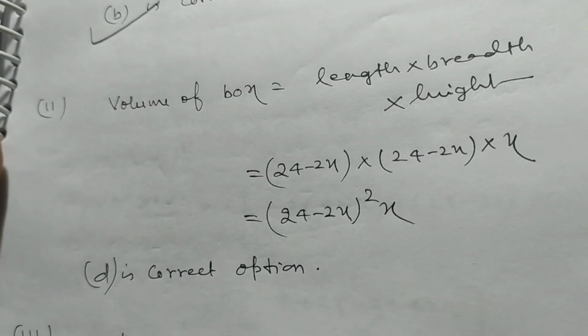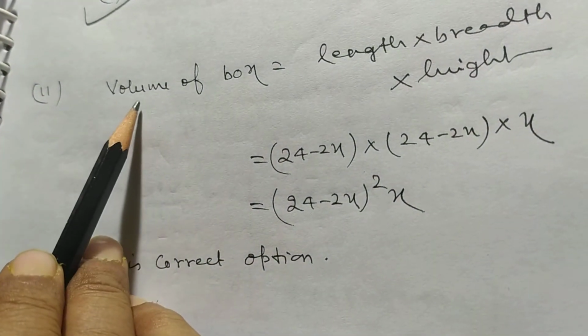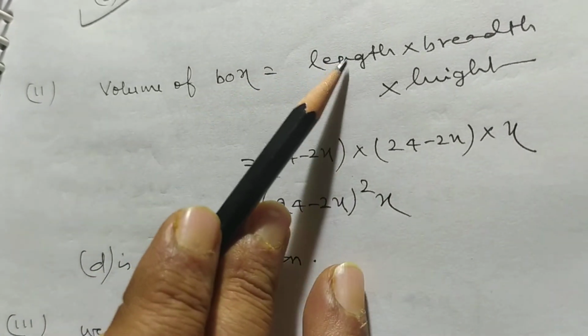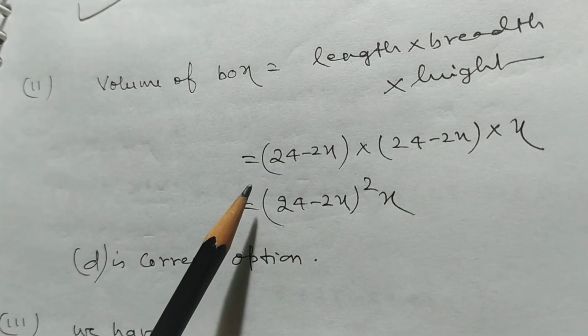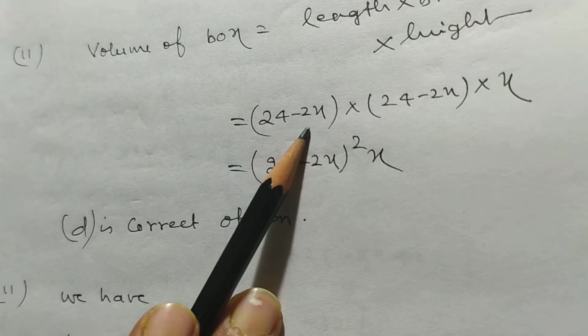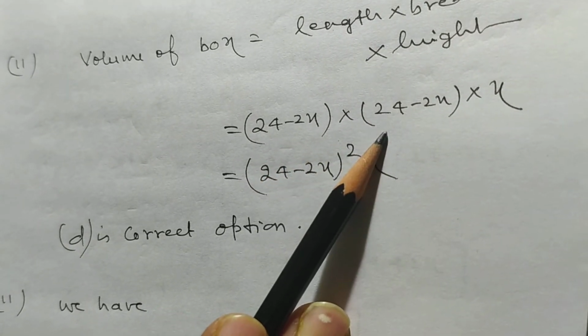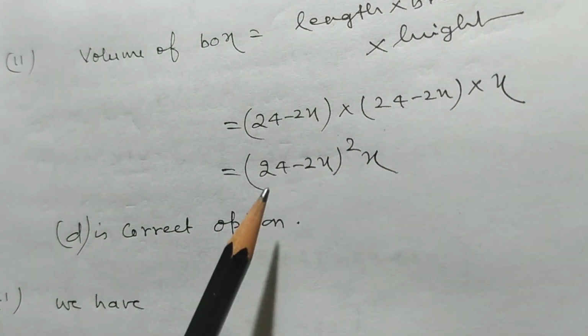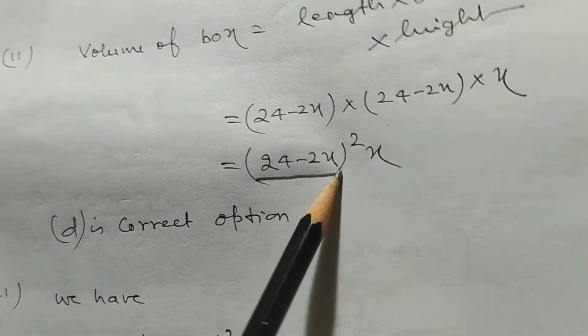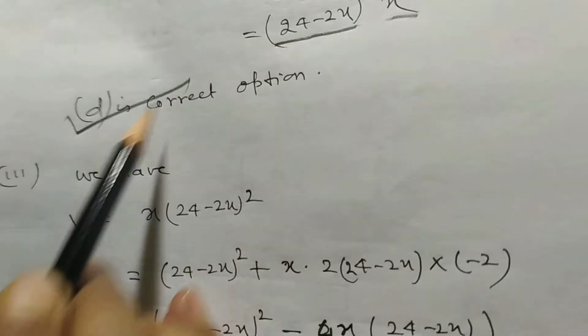Now problem number second, sub problem number second. Volume of box is equal to length into breadth into height. Length is of course 24 minus 2x, breadth is of course 24 minus 2x, and height is x. So 24 minus 2x whole square into x. So option D is correct.